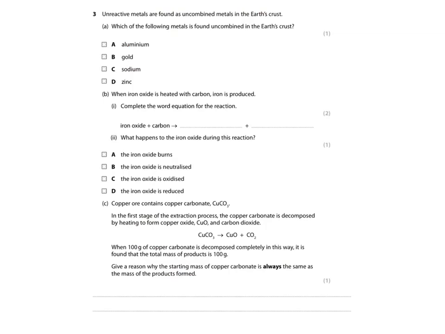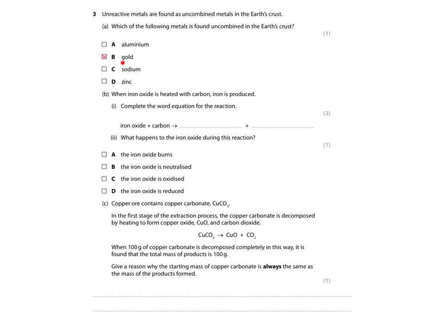So question 3. Unreactive metals are found as uncombined metals in the Earth's crust. Which of the following metals is found uncombined in the Earth's crust? You have to know which is the most unreactive metal. Aluminium is very reactive, so it is always found combined. Sodium is even more reactive, so is always found combined. And zinc, thinking about your reactivity series, is quite high up, it's quite reactive, so it's found combined with other elements.